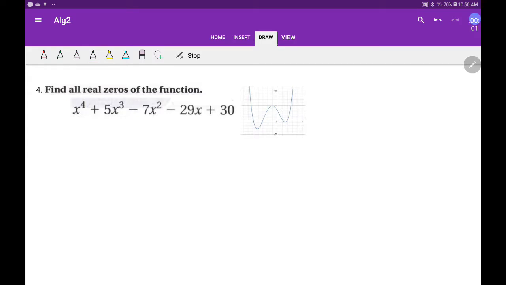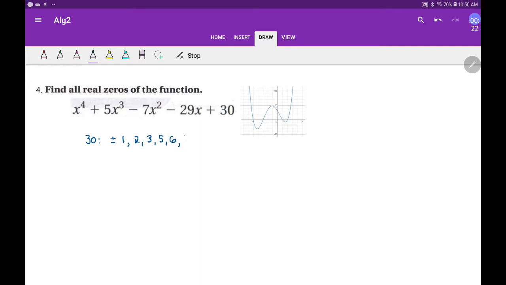Find all the real zeros of the function. Alright, so I take my number at the end here, 30, and I say factors of 30 on top. So plus or minus, I'm just going to write plus or minus ones. 1, 2, 3, 4 is not a factor. 5 and 6 make 30.